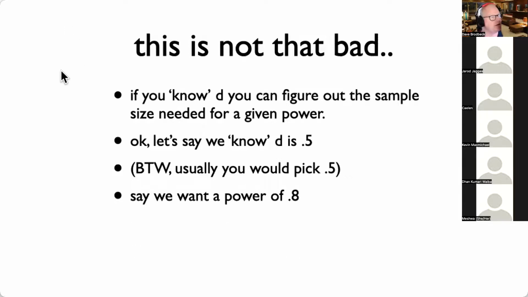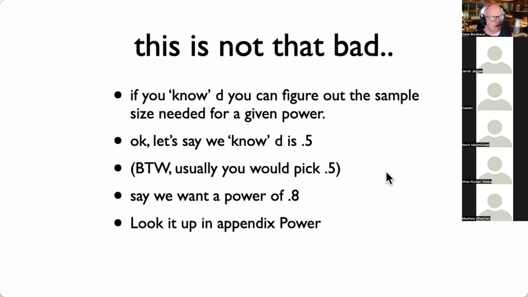So let's say we got a power of 0.8. We'd like there to be an 80% chance that if there's a difference, we find it. Remember, power is the probability of rejecting a false null hypothesis. So if there is a difference, we want to find it. Notice what I'm doing here is I'm just setting things. We just set alpha. So we're saying D is going to be 0.5. Power is going to be 0.8. And there's an appendix in your book, and it's called power.